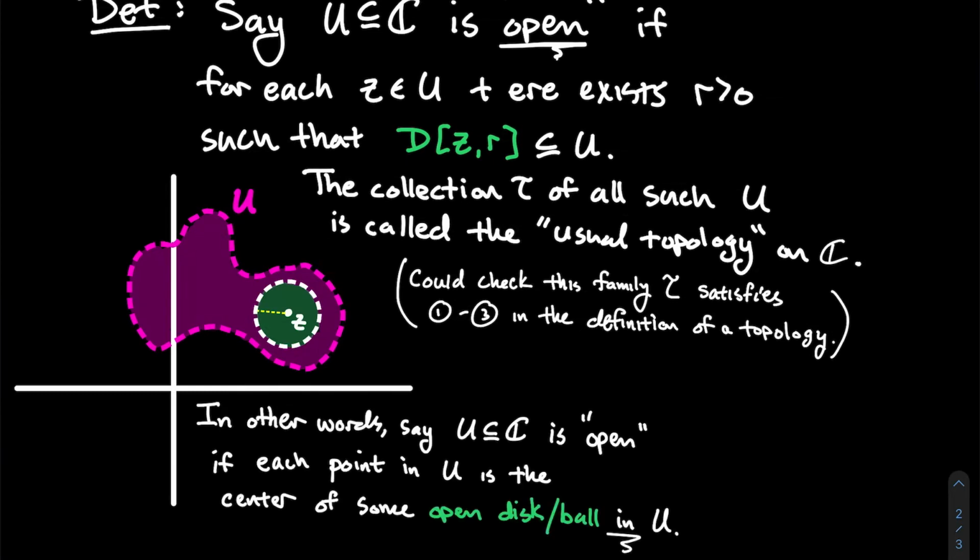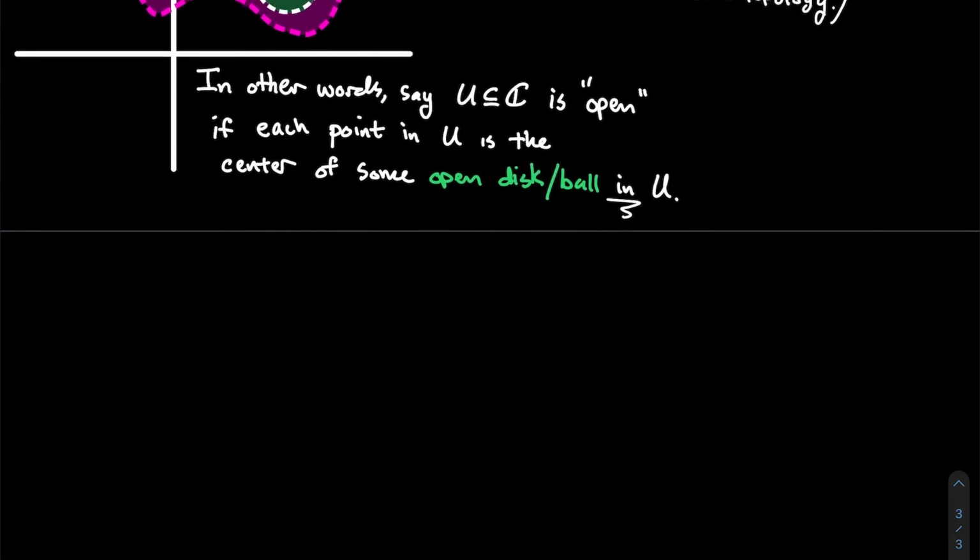So in other words, again, we're going to say that a subset U of the complex plane is open if each point in U is the center of some open disk or ball in U. Ball is another term that you might use more often in a topology class. I'll try to stick to disk.